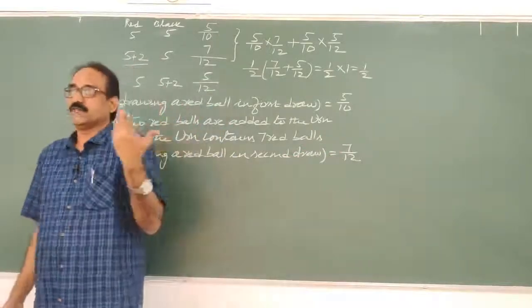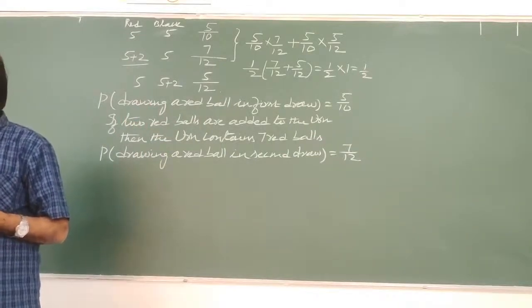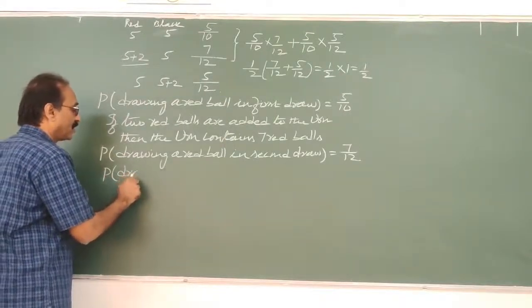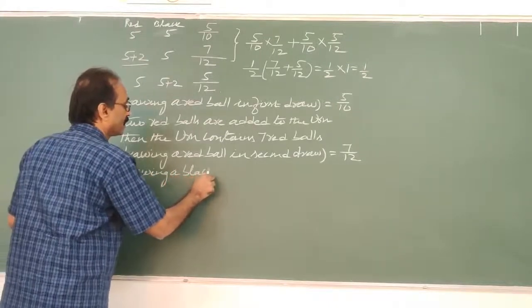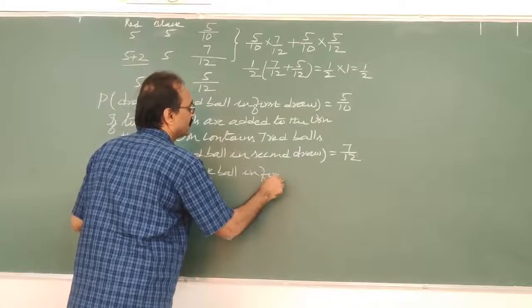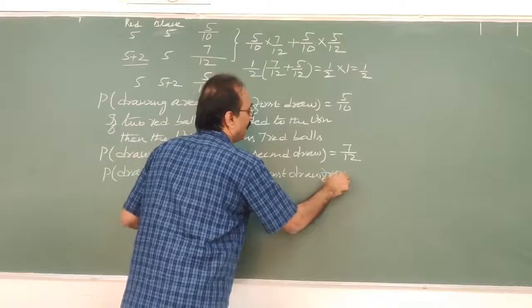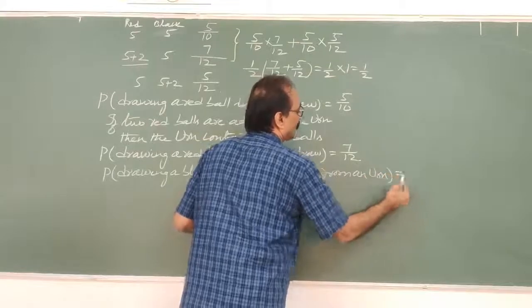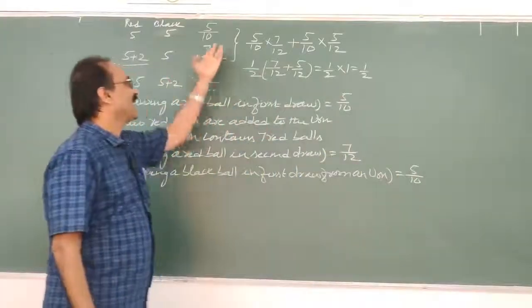Now what will happen? In the first draw you should not only get a red ball, you may get black balls also. So same story here also. What will I write now? Probability of drawing a black ball in first draw from an urn. That is not necessary, but if you write it, that is equal to 5 by 10 here also, because the black ball is the same.